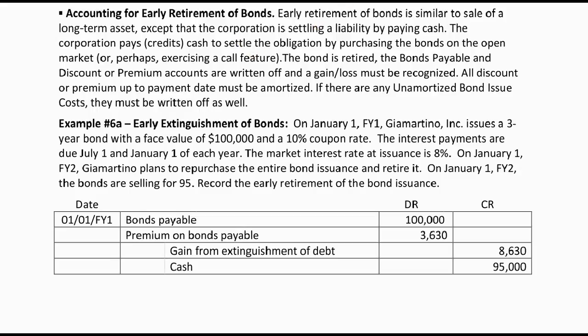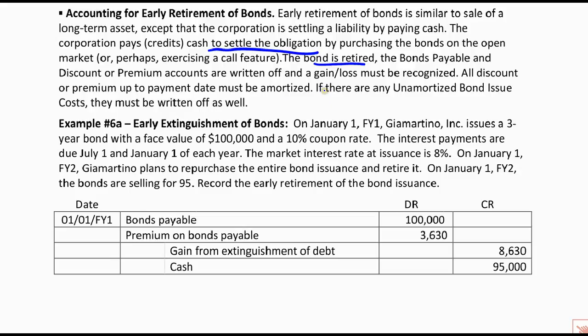So similar to sale of a long-term asset, you're going to end up recognizing a gain or loss. What's a little different with a sale of an asset, you receive cash. Here you have to pay cash to settle the obligation. So you're going to credit cash to settle an obligation. We're going to deal with a bond retirement, not a refunding. So sometimes bonds are retired to issue new bonds. Here we're just going to retire the bond.